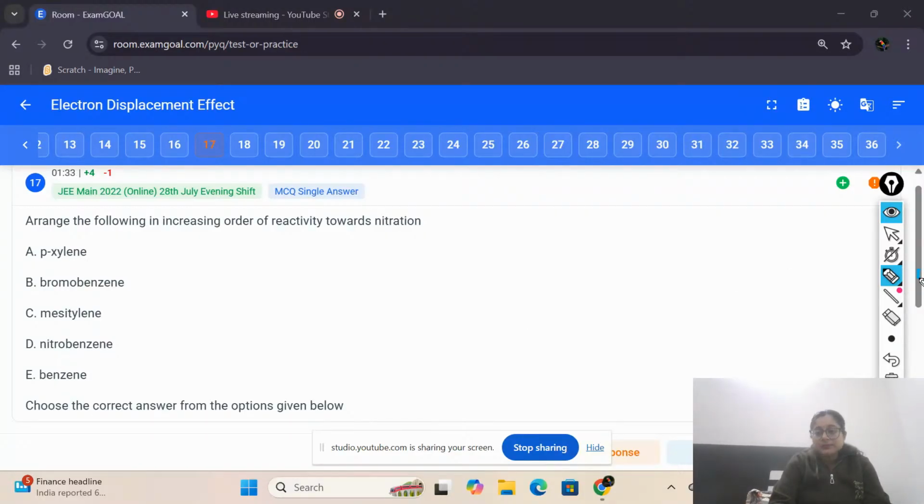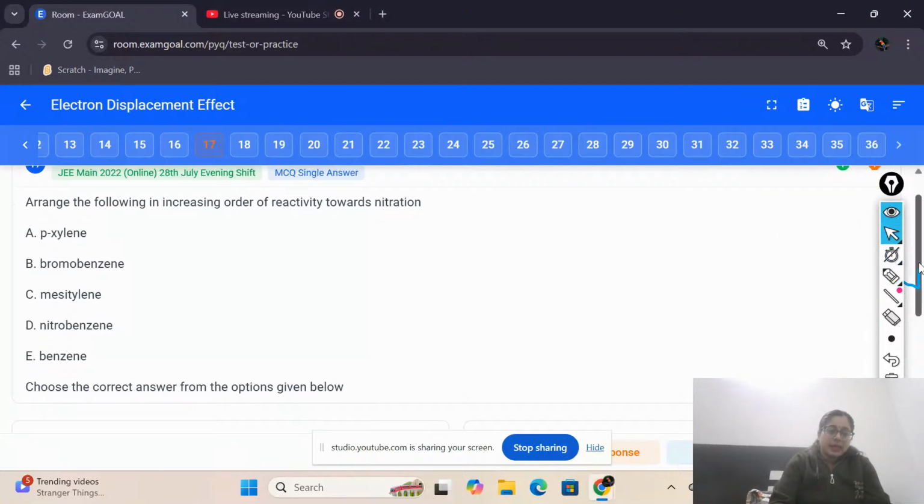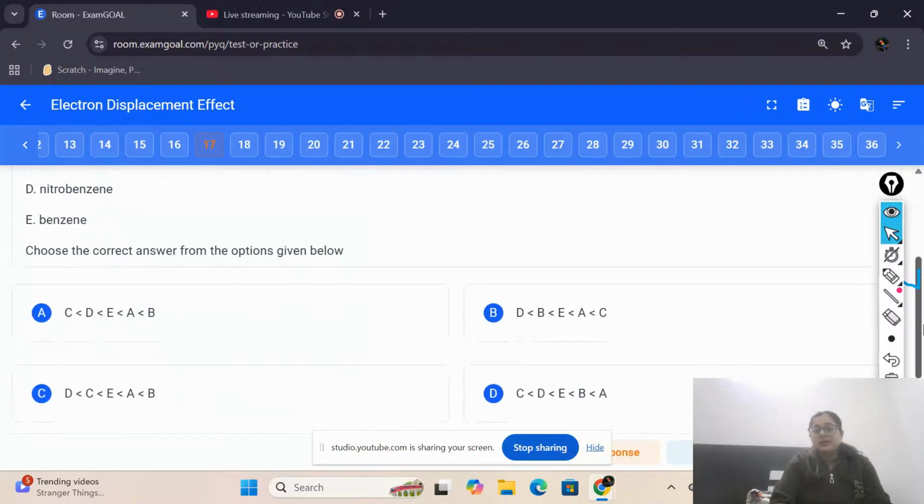Any option for this? It could be C, A, E, B, D. Let me check the answer.